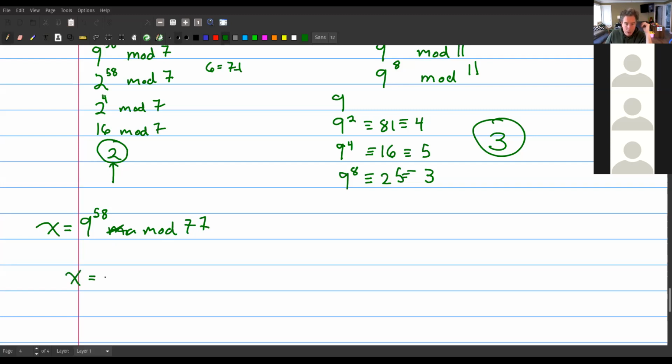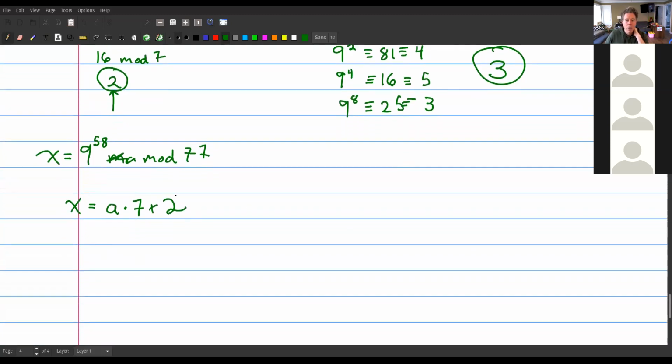So x is equal to 2 mod 7. That means x can be written as some number a times 7 plus 2. This a here is just the number of times that 7 goes evenly into x, whatever x turns out to be. And this 2 here comes from that 2. So now if we take this number mod 7, then 2 comes out.